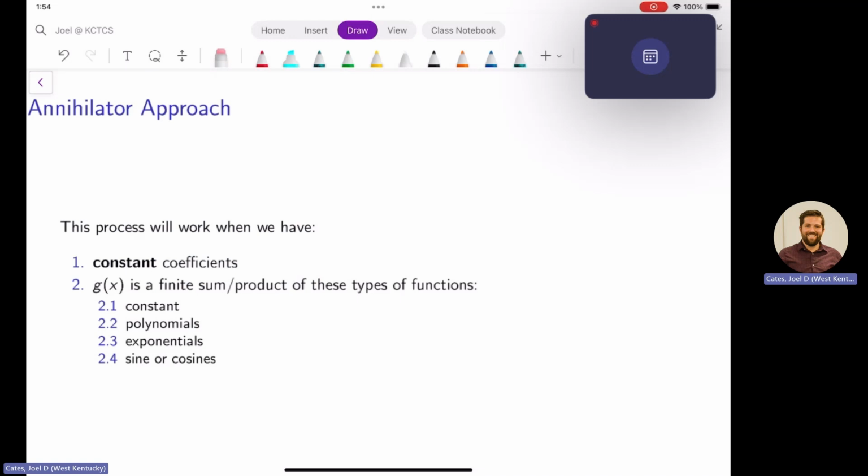So again, what does that leave off the table? Well, it's not going to work well for logarithms. It's not going to work well for tangents and secants. It's not going to work well for cosecants and cotangents. It's not going to work well for anything that is a rational function with a denominator, or anything that is an inverse trig function. So we have well-behaved functions that work well with this approach, and that's what we really have to focus on when using the annihilator approach.